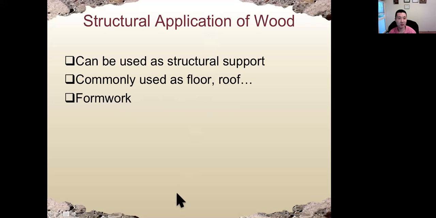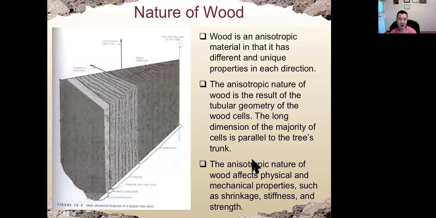For wood, everybody is pretty much familiar with it. Wood can be used as structural support, or we can use wood to make floors, roofs, and also single family houses and houses with a few levels, typically below 5-story buildings. Small buildings. So here is a cross section of a wood structure.